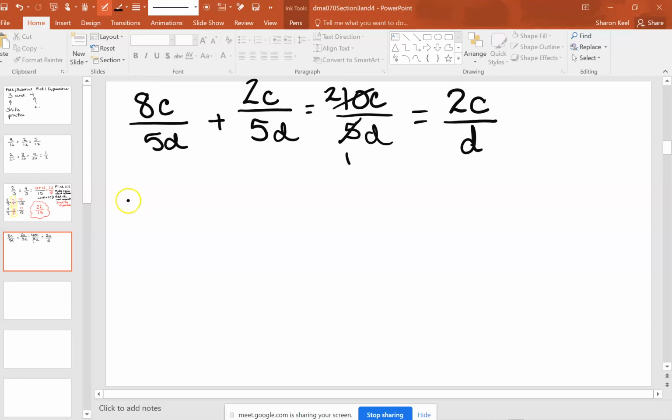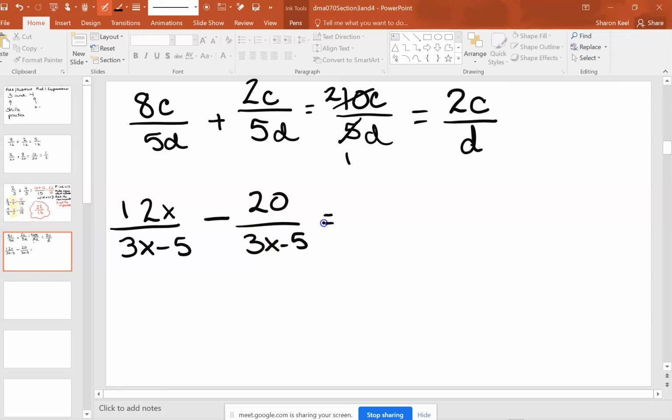Let's look at another. Here we have 12x over 3x minus 5, minus 20 over 3x minus 5. The two denominators, we look at them and identify that they are the same. They are a common denominator. So in this case, I can just combine 12x minus 20. Technically, we can't combine those as like terms because they're not like terms. But we do have 12x minus 20.